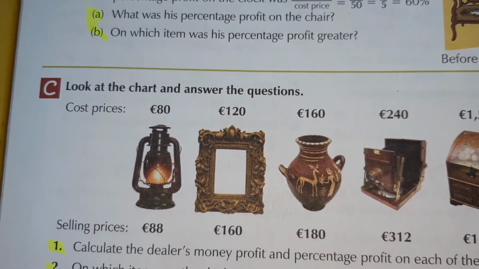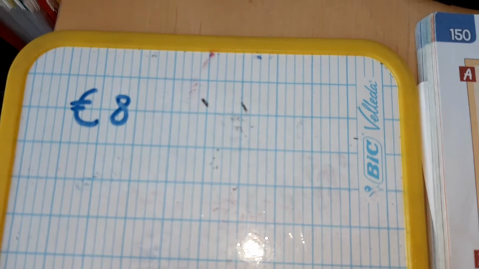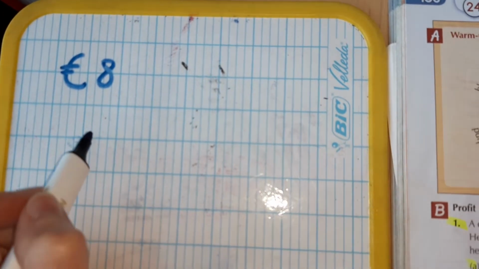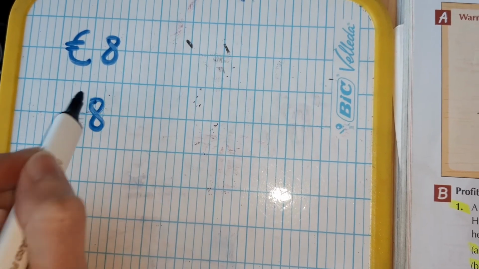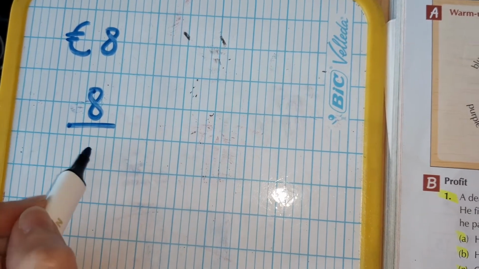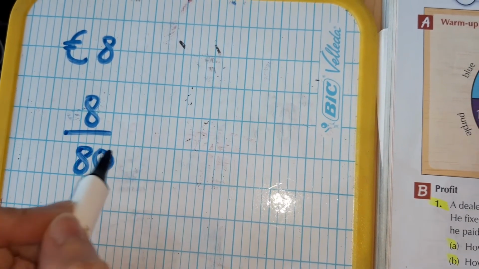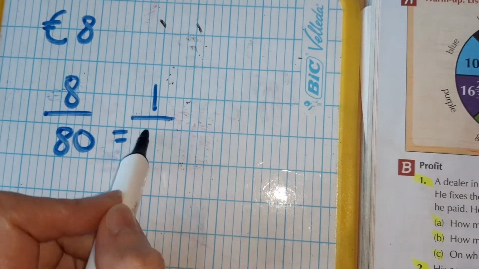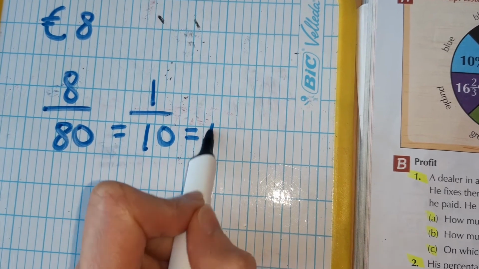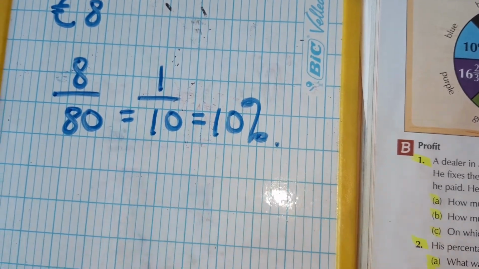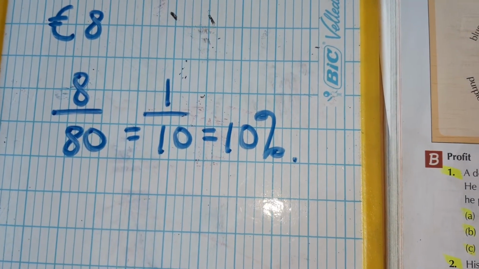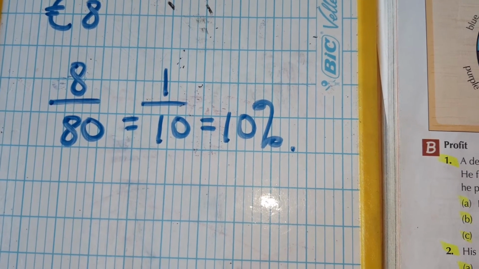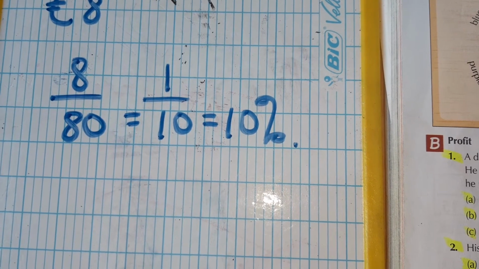Okay. And now to get his percentage profit. So that's his money profit. His percentage profit again is how much profit he made. So in this case, €8 over the cost price, which was 80. So 8 out of 80 is the same as 8 into 8 goes once, 8 into 80 goes 10 times, 1/10, which is 10%. So on the first item, it is 10%. I'll do two of these of the first ones, and then I'll just give you the answers for the next.